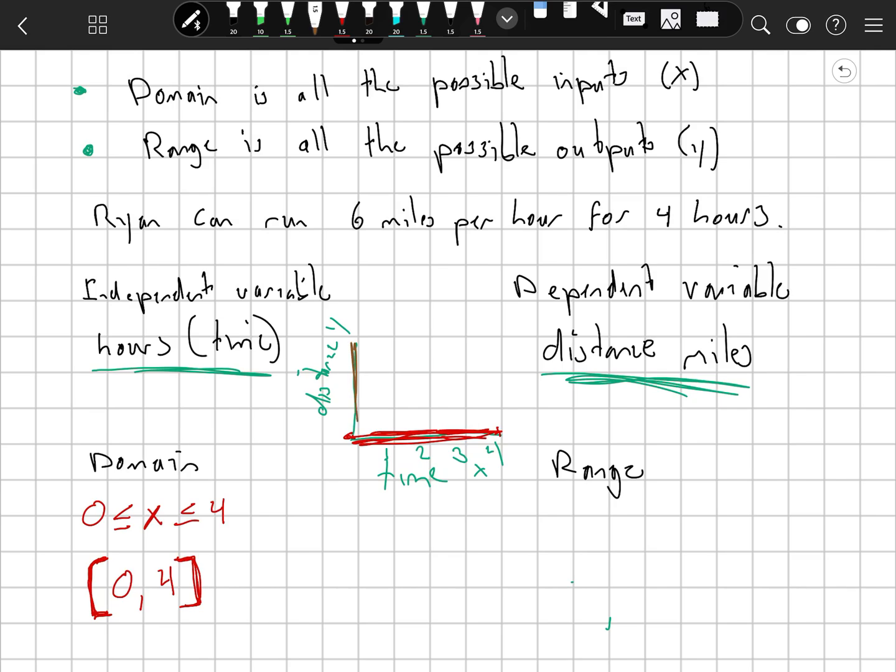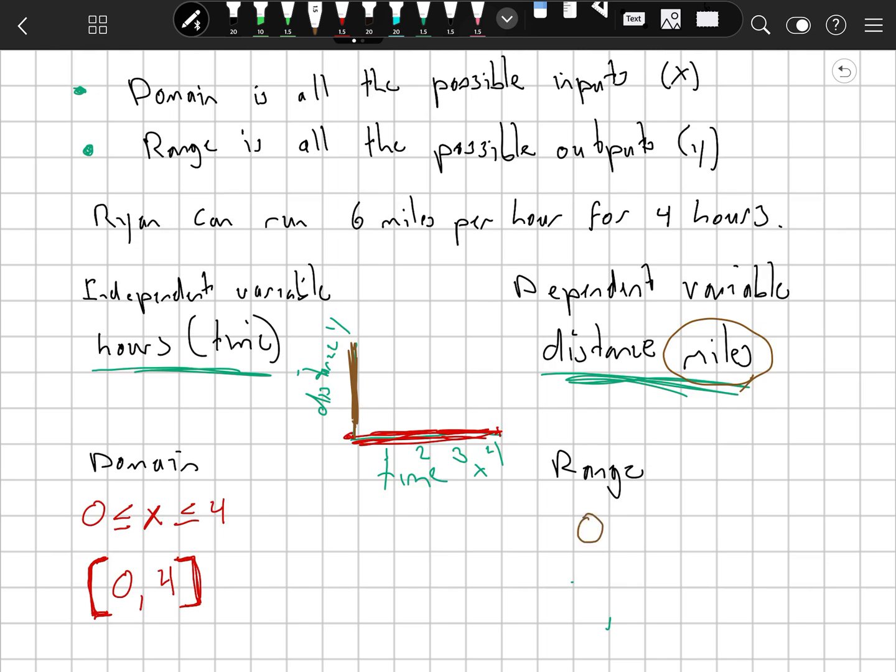Let's do the range in brown. So the range is going to be any value that y can take. So let's read it again. Ryan can run 6 miles per hour for 4 hours. Well, the range is dealing with miles. So how many miles could he go? What's his possible number of miles? And if you multiplied 6 by 4, you get 24 miles.